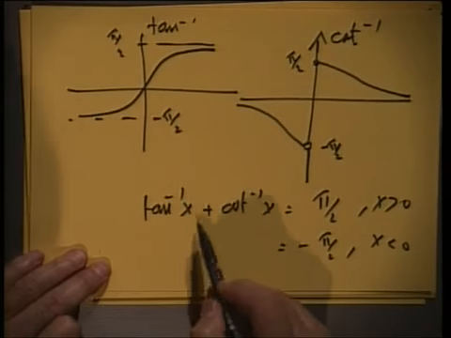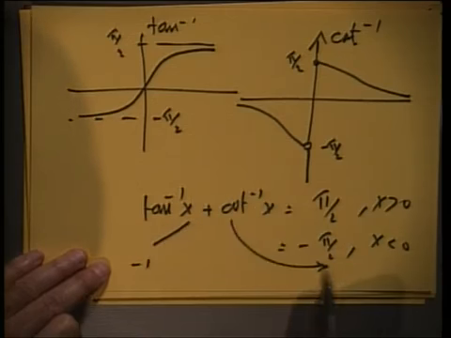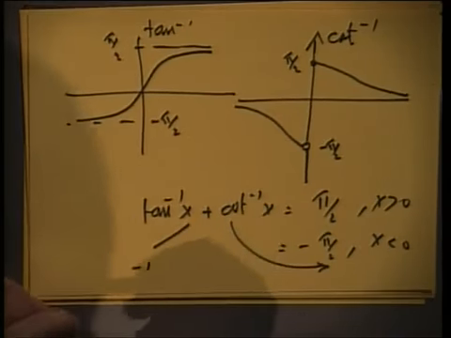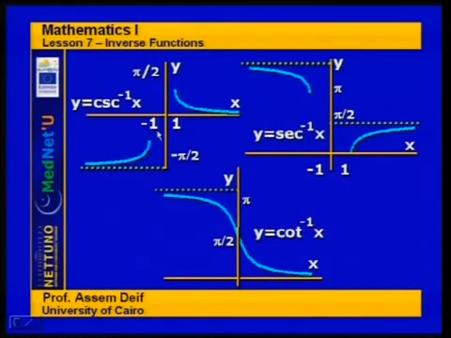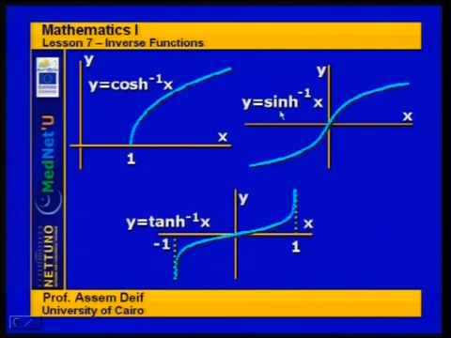So, for example, if you have x equal to minus 1, the summation becomes minus pi over 2, because this gives minus pi over 4, and the same thing for cotan minus 1. So this is not the only choice for the sec minus 1 or cosec minus 1 or cotan minus 1. Same thing for the inverse functions of the hyperbolic functions, whether sine, cosine minus 1 or tangent minus 1. Of course, in any book you would find, for example, that since the range of cosine starts from 1, the domain of cosine minus 1 starts from 1 as well.